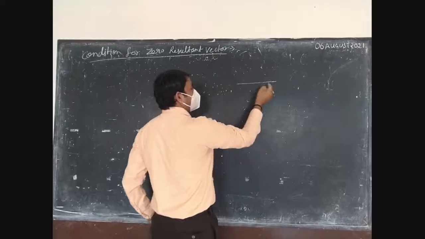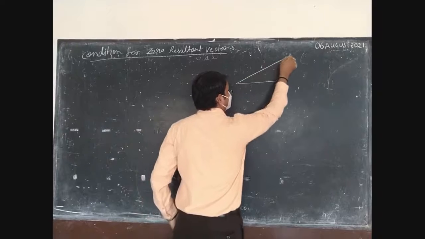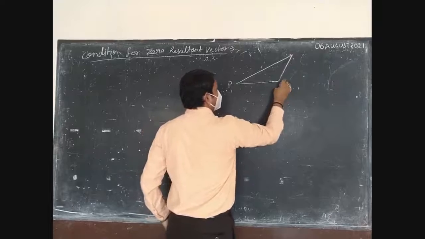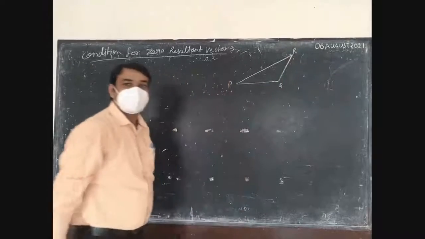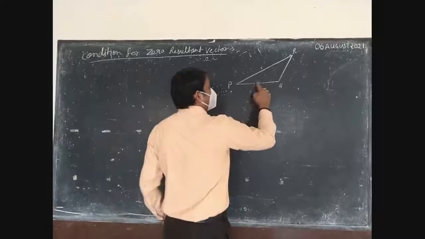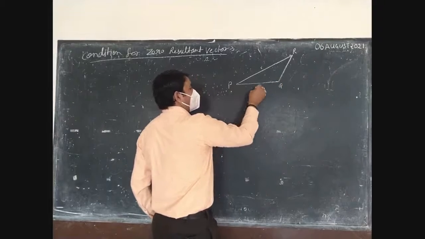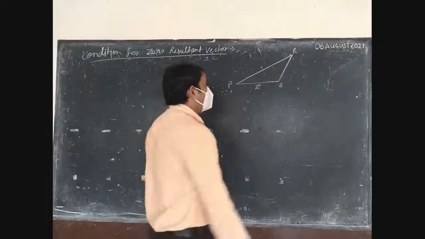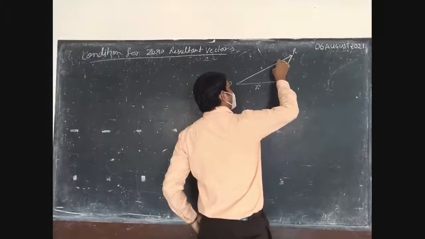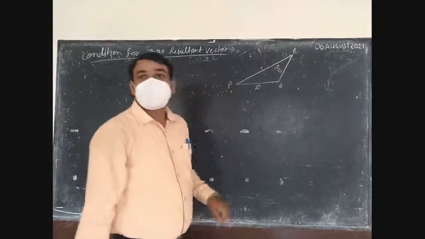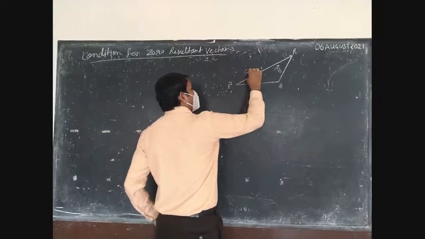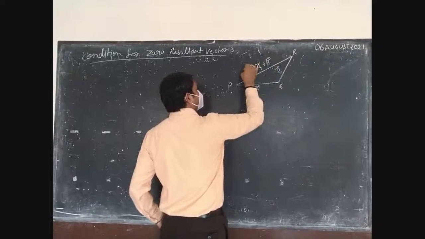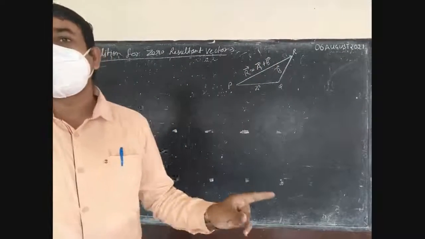Suppose for a triangle, as you learned in the triangle law, we have triangle P, Q and R. Okay, and we learned that if a vector A is acting along PQ and another vector B is acting along QR, then its resultant is given by R is equal to vector A plus vector B. This is how we get the resultant.